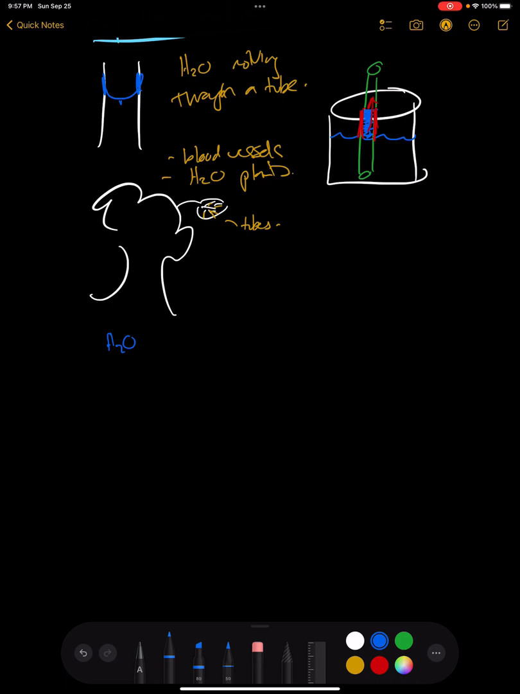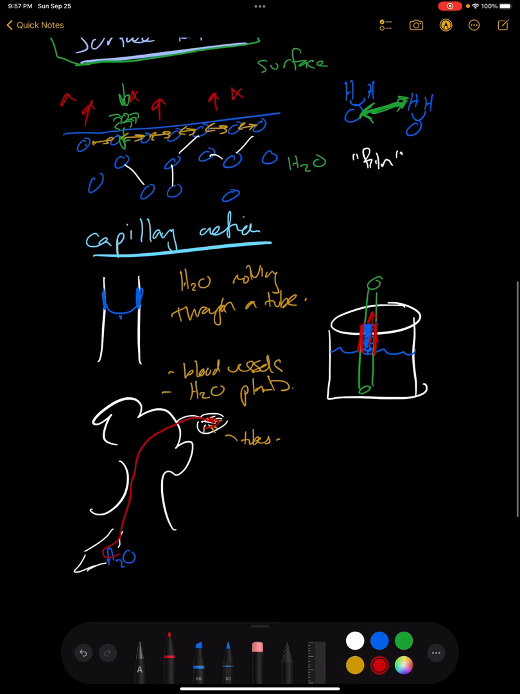It's going to move up through the root system. So here's a root. So the water is going to move up through the root, through those tiny tubes, all the way to the top. And that's because of a little bit of a vacuum created by some different processes that are happening, but also because of capillary action.